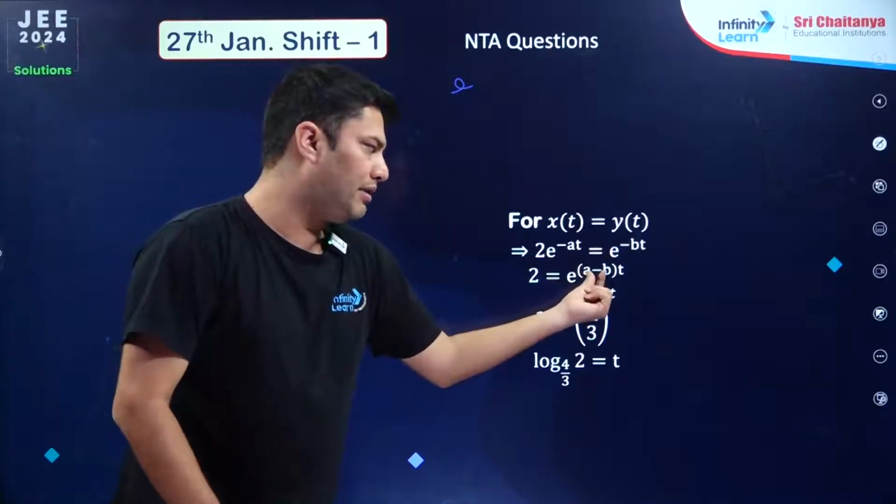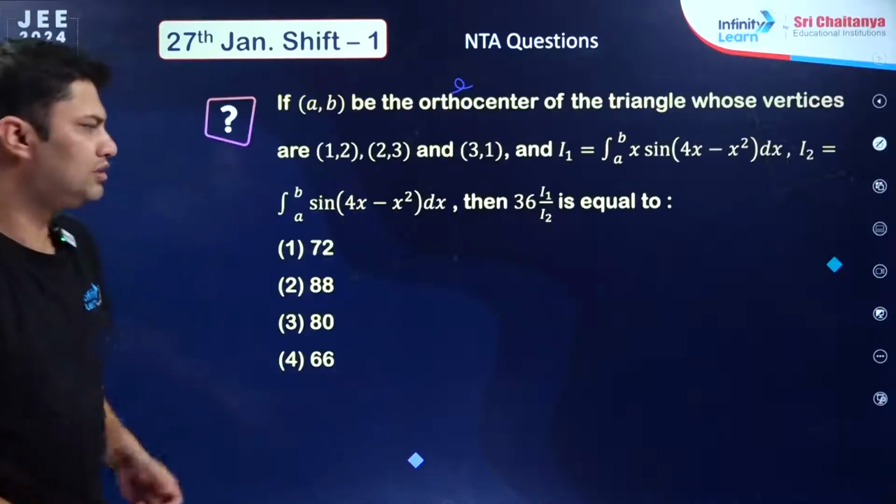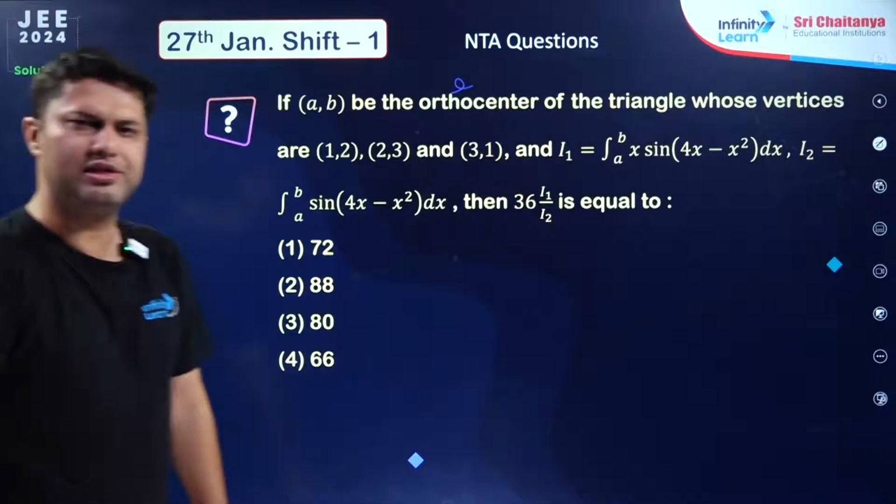This is equal to e to the power a minus bt, take log both the sides, so 4 by 3 to the power t. So that's the answer. I think it's a really easy problem, very easy.